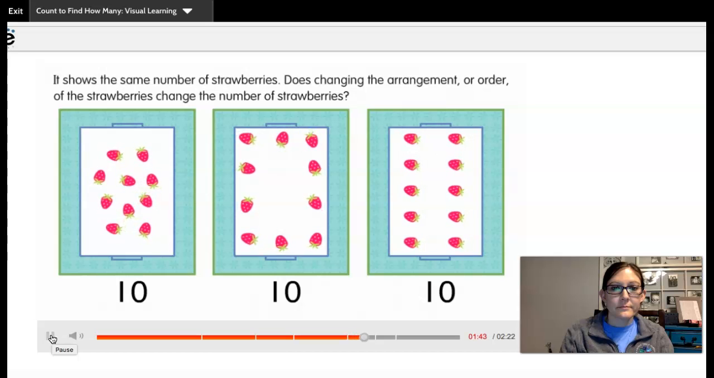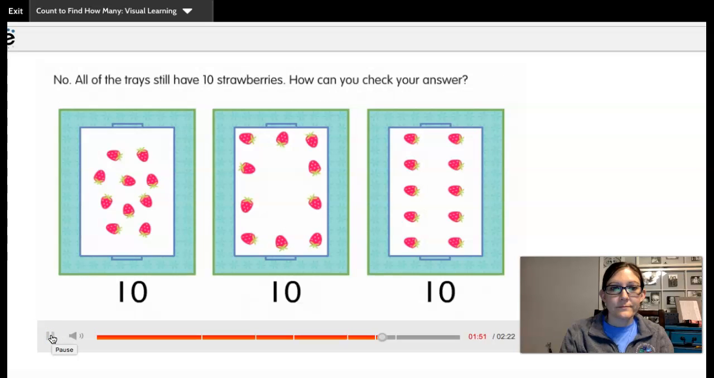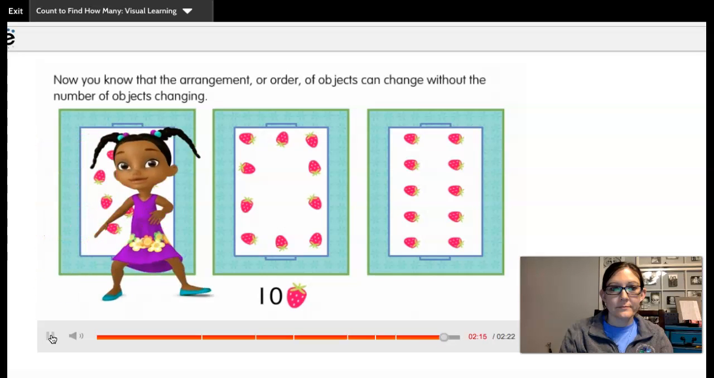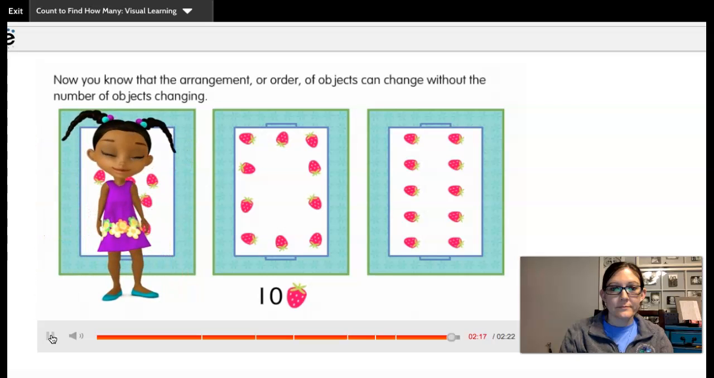Does changing the arrangement or order of the strawberries change the number of strawberries? No, all of the trays still have 10 strawberries. How can you check your answer? Count the strawberries. 1, 2, 3, 4, 5, 6, 7, 8, 9, 10. All of the trays have 10 strawberries. Now you know that the arrangement or order of objects can change without the number of objects changing.